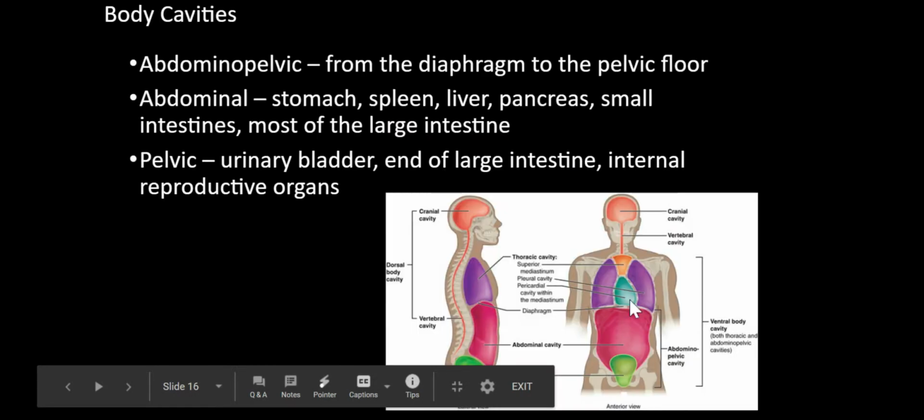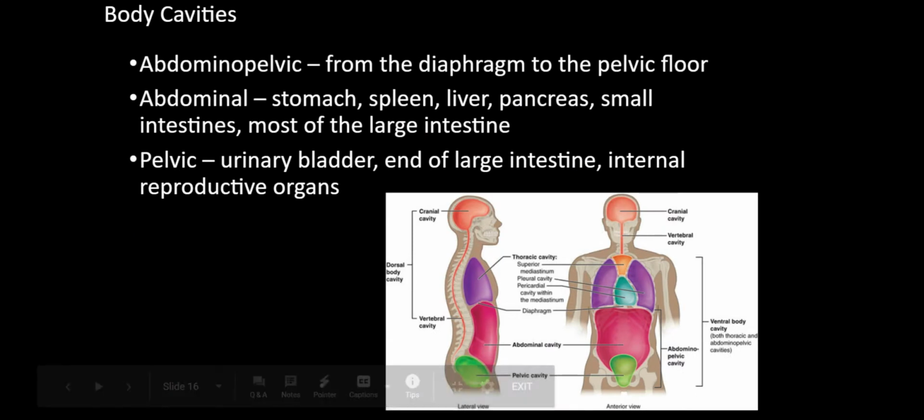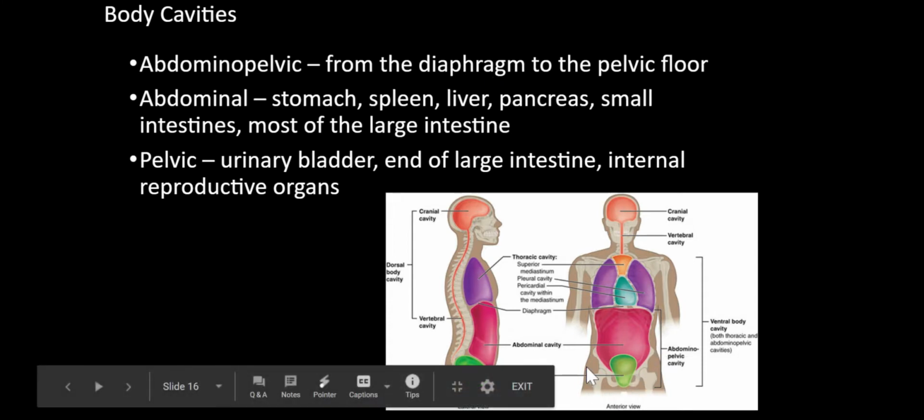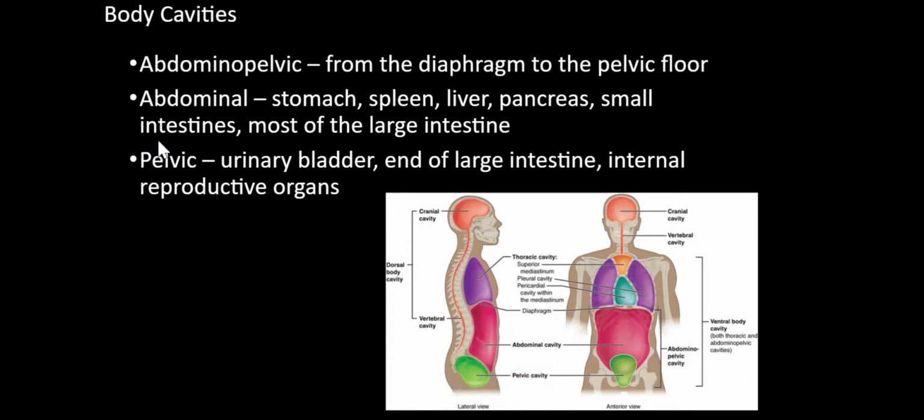Okay? And then lastly, we have the abdominopelvic cavity. And it goes from the diaphragm all the way to the pelvic floor. And it's separated into the abdominal cavity, which contains your digestive organs, and then the pelvic cavity, which contains the bladder, reproductive organs, and then the end of your large intestine.